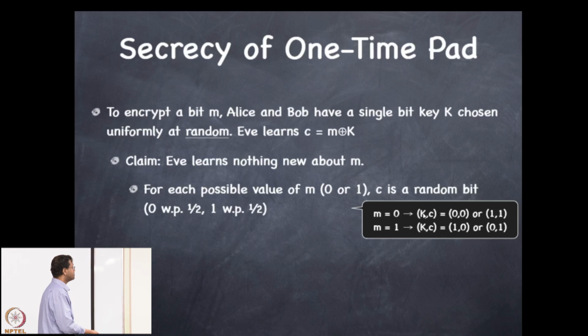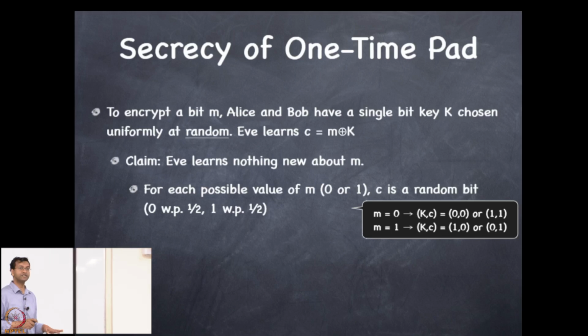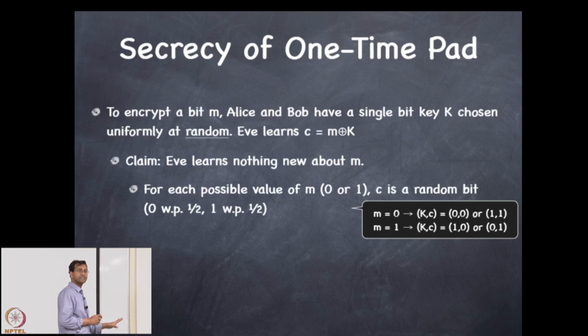If k is 1, then the ciphertext is 0, because the message is 1, so 1 XOR 1 is 0. Or with probability half k is 0, and in that case the ciphertext is 1 because the message is 1, right? But if you just look at the c part of it, which is the second coordinate, what you see is if m equals 0, c is 0 with probability half, 1 with probability half. If m equals 1, c is 0 with probability half, 1 with probability half. So it's the same distribution that the ciphertext has. Okay?